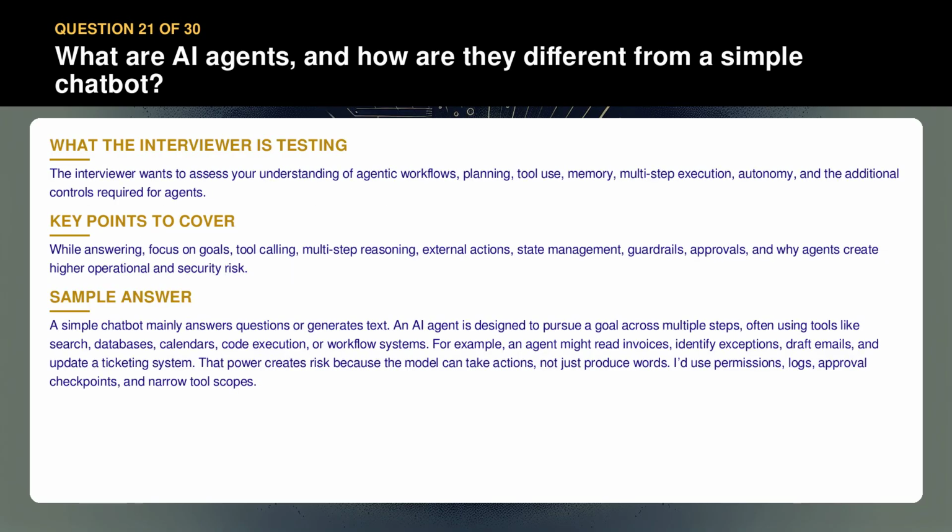A simple chatbot mainly answers questions or generates text. An AI agent is designed to pursue a goal across multiple steps, often using tools like search, databases, calendars, code execution, or workflow systems. For example, an agent might read invoices, identify exceptions, draft emails, and update a ticketing system. That power creates risk because the model can take actions, not just produce words. I'd use permissions, logs, approval checkpoints, and narrow tool scopes.